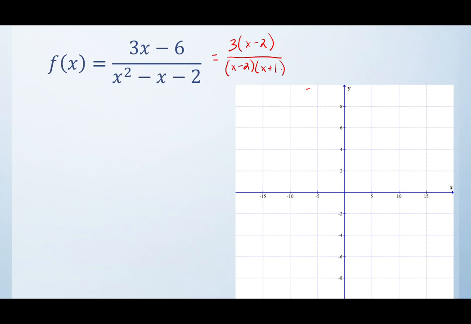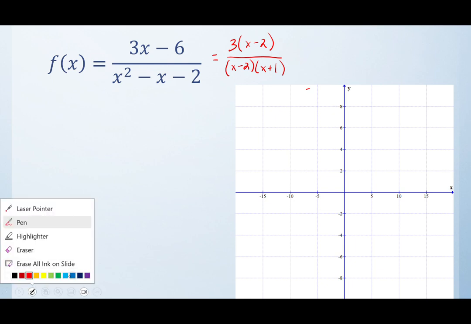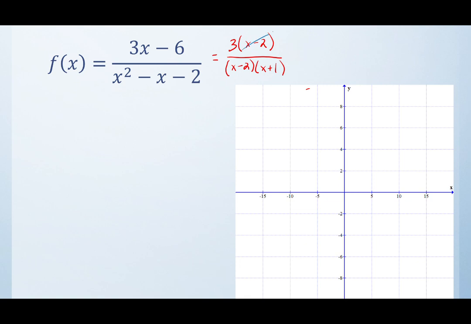And so we see here that we do have a common factor top and bottom. So we're going to cancel that thing out, but we're going to remember that that makes a hole, right? But now we have what's called our reduced function, 3 over x plus 1. So this is our reduced function.